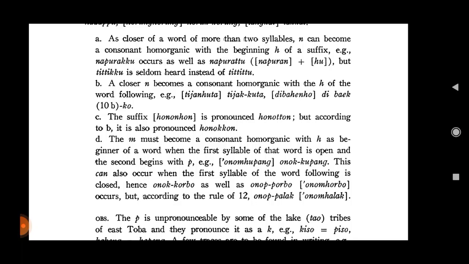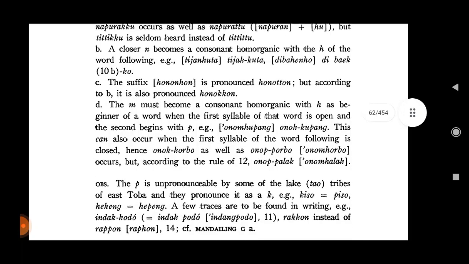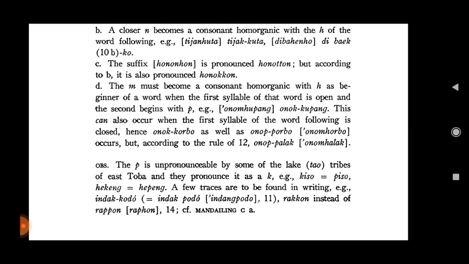A closer and become a consonant homogenic with the ha of the word following, e.g. tianhuta, tiakuta, dibaiko. The suffix honoton is pronounced honoton, but according to me, it is also pronounced honokon. The M must become a consonant homogenic with ha as beginner of a word when the first syllable of that word is open and the second begins with p, e.g. onomhupang, onokupang. This can also occur when the first syllable of the word following is closed, hence onokorbo as well as onoporbo, onomhorbo occurs, but according to the rule of 12, onopalak, onomhalak.